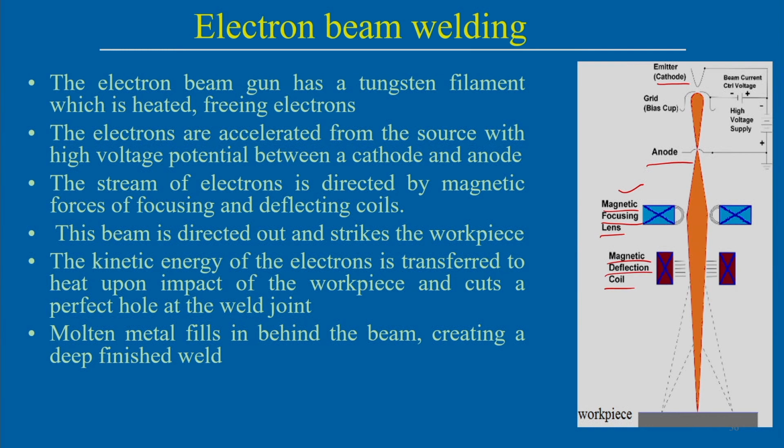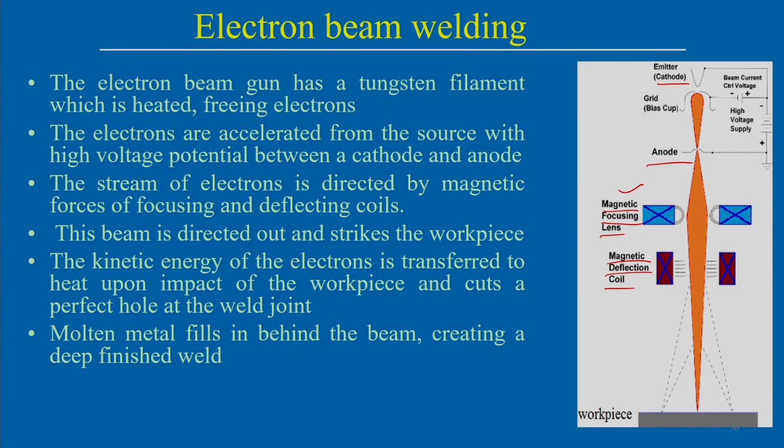But in the case of the laser welding process, we normally use lenses for focusing, defocusing, or deflecting the laser beam. But in these cases we can use magnetic forces or a magnetic field to focus the beam of electrons at a particular position. We can even do the deflection. So both focusing and deflection can be done by the magnetic field.